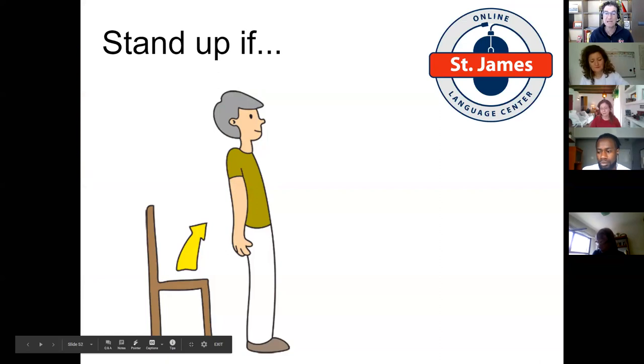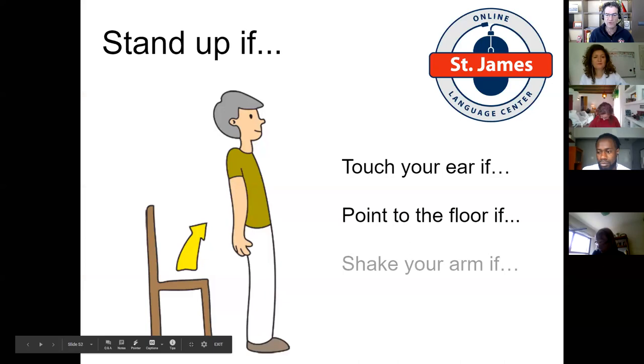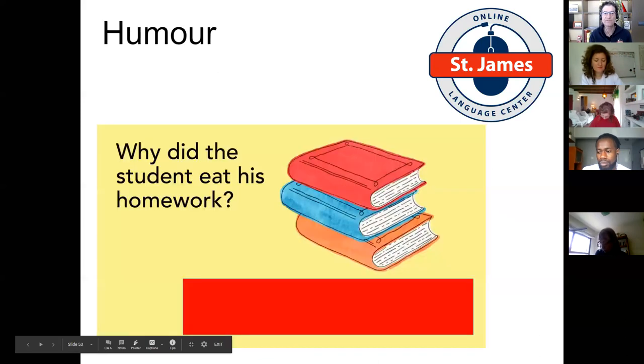It could be a stand-up, or it could be touch your ear if, point to the floor, shake your arm, blink an eye, you know, any action. And then, once the students do it, if they stand up if they have two sisters, you can ask one of the students who's standing up, okay, what are your sisters' names, or how old are they, or whatever.